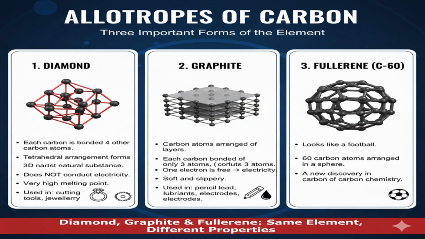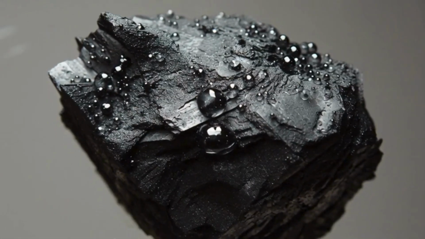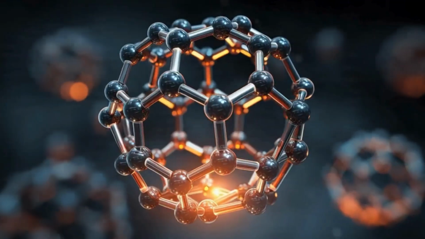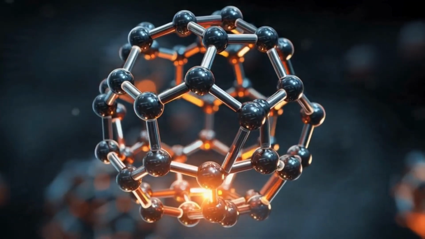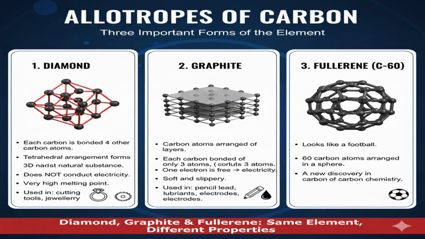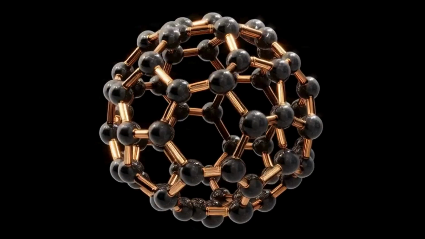Second, graphite. Carbon atoms arranged in layers. Each carbon bonded to only 3 atoms. One electron is free, conducts electricity, soft and slippery, used in pencil lead, lubricants, electrodes. Third, fullerene C60. Looks like a football. 60 carbon atoms arranged in a sphere, a new discovery in carbon chemistry.